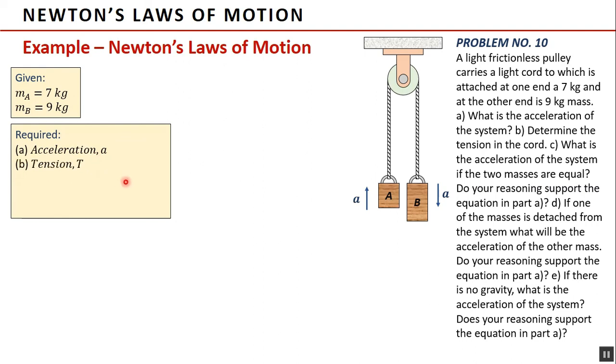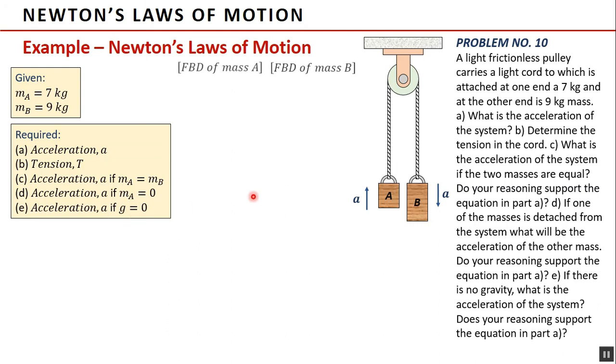We will also determine the tension in letter B. Letter C, we will determine the acceleration of the system as the 2 masses are equal. For letter D, the acceleration if mass A is detached from the system, that is, if the mass of A becomes 0. And for letter E, the acceleration if there is no gravity. Now, let us draw the free body diagram of each mass.